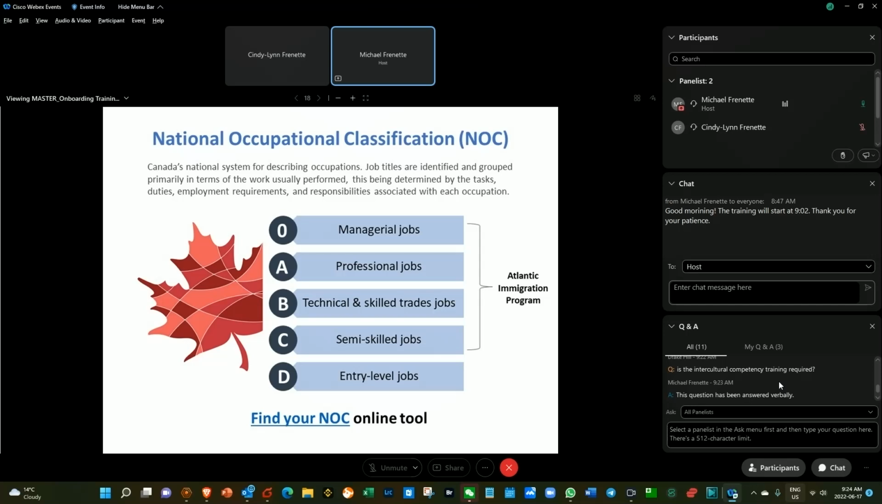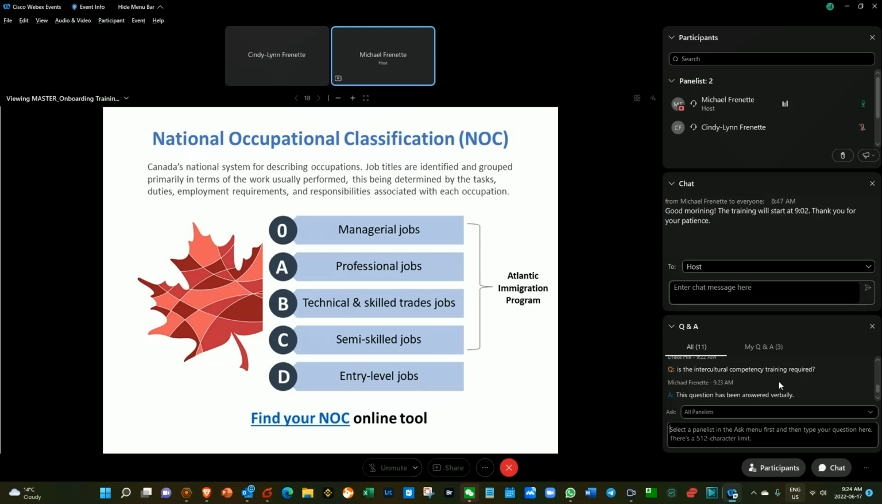In the context of the NOC, skill level corresponds to the type and or amount of training or education typically required to work in a specific occupation. Skill levels are identified by the letters A through D, with 0 representing all jobs in a management position. Skill level A are professional jobs that usually require university education, such as accountants, IT professionals, doctors, lawyers, and so on.